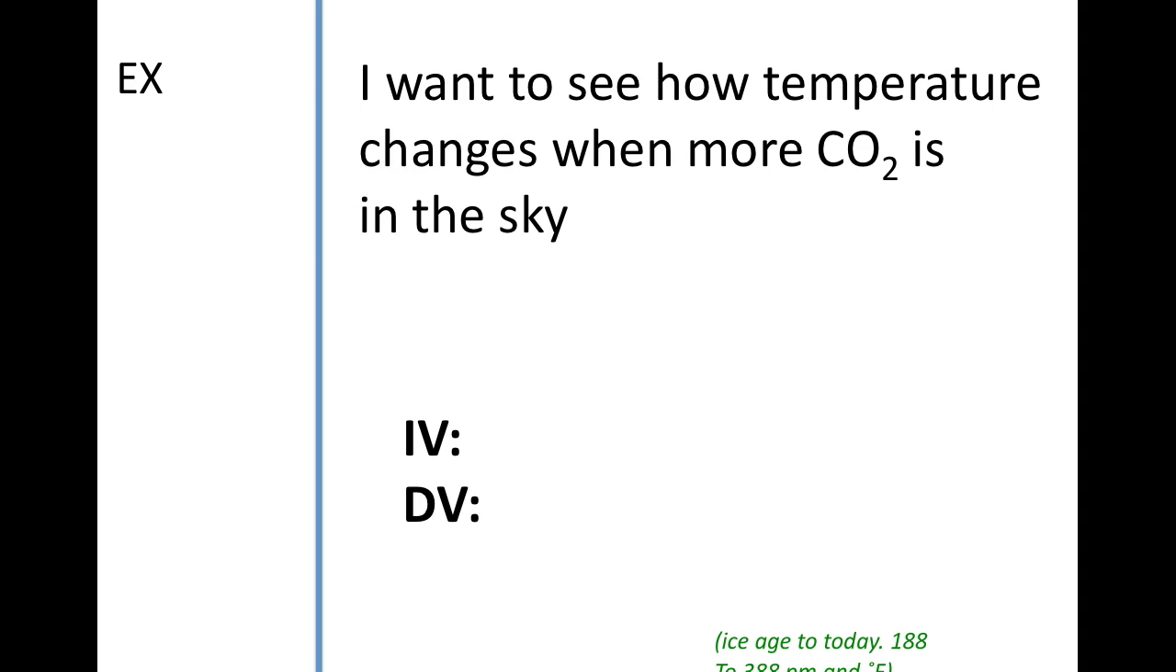Okay, so here's another example. Go ahead and pause this video. Write this down, identify the IV and the DV, and then write a hypothesis, okay? I want to see how temperature changes when there is more CO2. Remember, CO2 is carbon dioxide in the sky. And if you know anything about carbon dioxide, it is one of those things that causes global warming. So if you have more CO2 in the sky, what do you think might happen? Go ahead and pause this, identify the IV, DV, and then write the hypothesis.